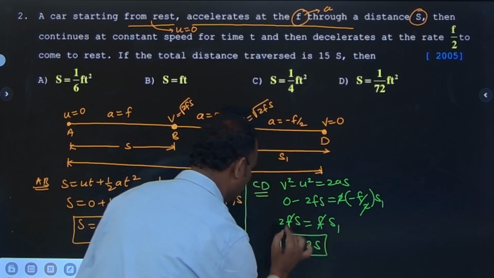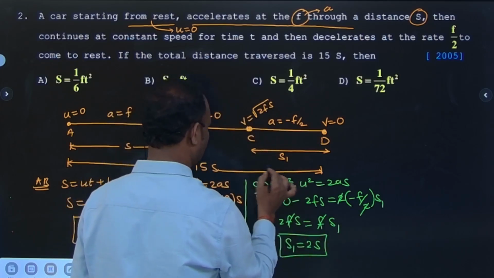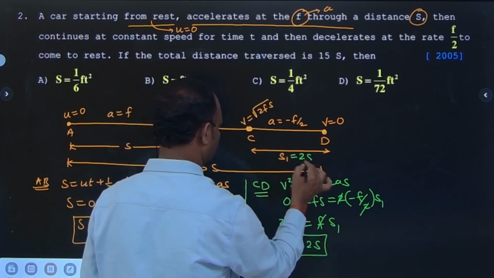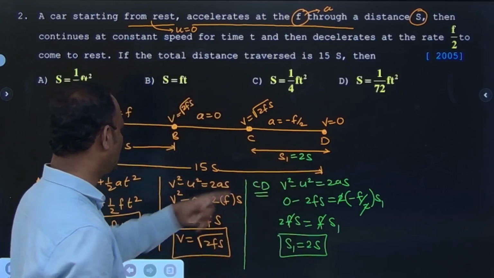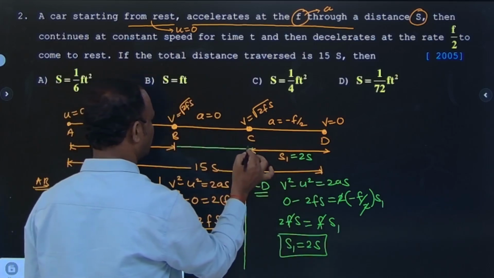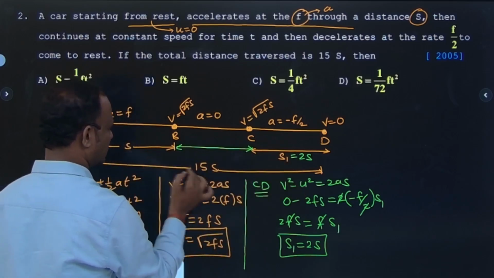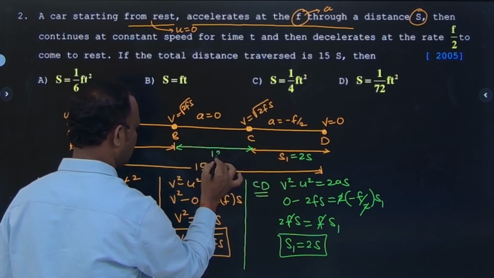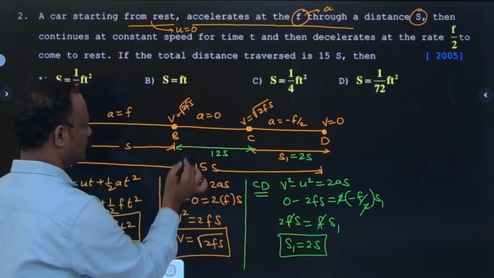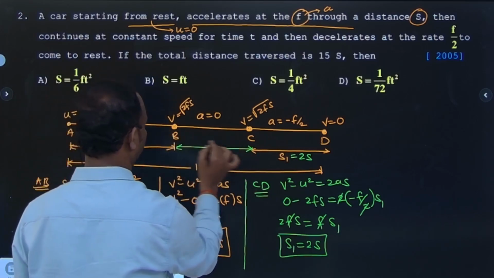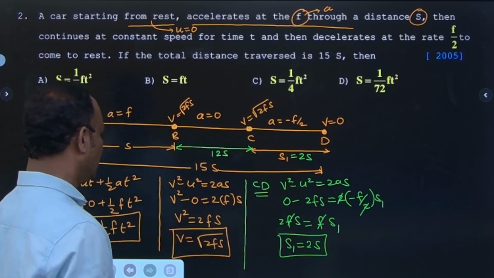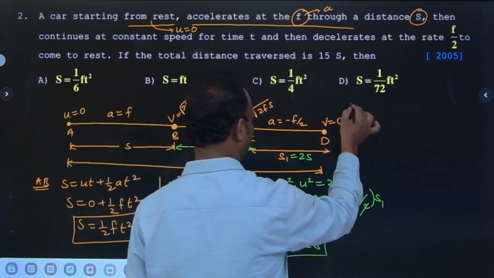S1 is equal to 2s. So now this is 2s, this is s, this is 2s. What must be BC? BC is 2s and s, 3s. 15s minus 3s is what? It's 12s. That is the length from B to C. So next one, I'm talking on this.